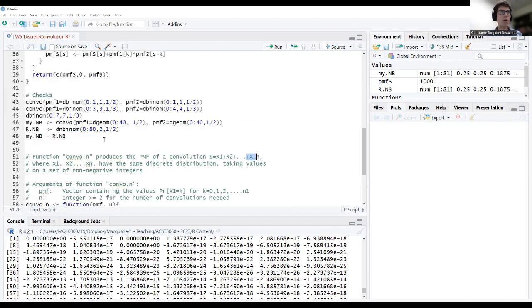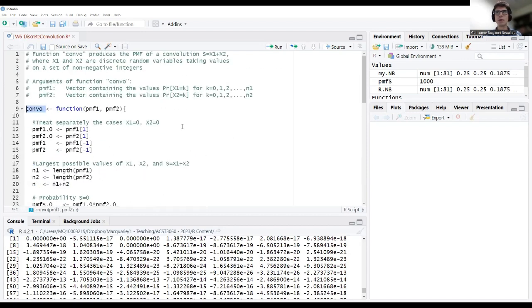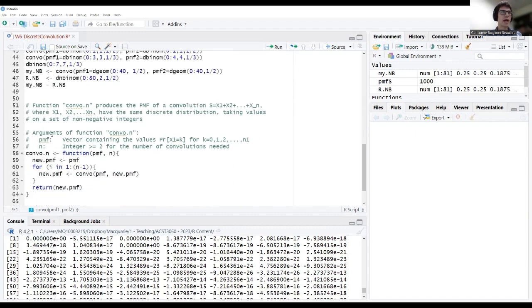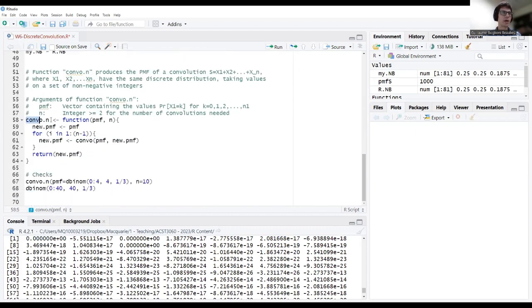Well, I can leverage the power of the convolution of two of them, no problem. Okay, let's do that. I declare a new function that's going to be called convo.n. This is finding the convolution of this thing as the sum of x1 up to xn. Now, assuming here that they all have the same distribution.